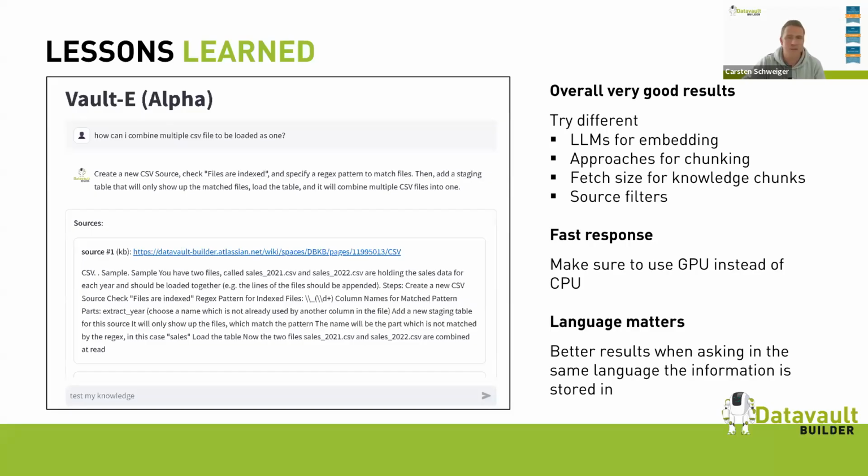And of course, the language also matters in our solution. In ChatGPT, I think the language doesn't matter at all, and the translation is really good. But we didn't implement any translation engine so far. So we found out if you ask in German and all the documentation is in English, you don't get good results. You get them if you ask in English. So the language matters a lot in our implementation, but there are ways to implement a translation engine as well.